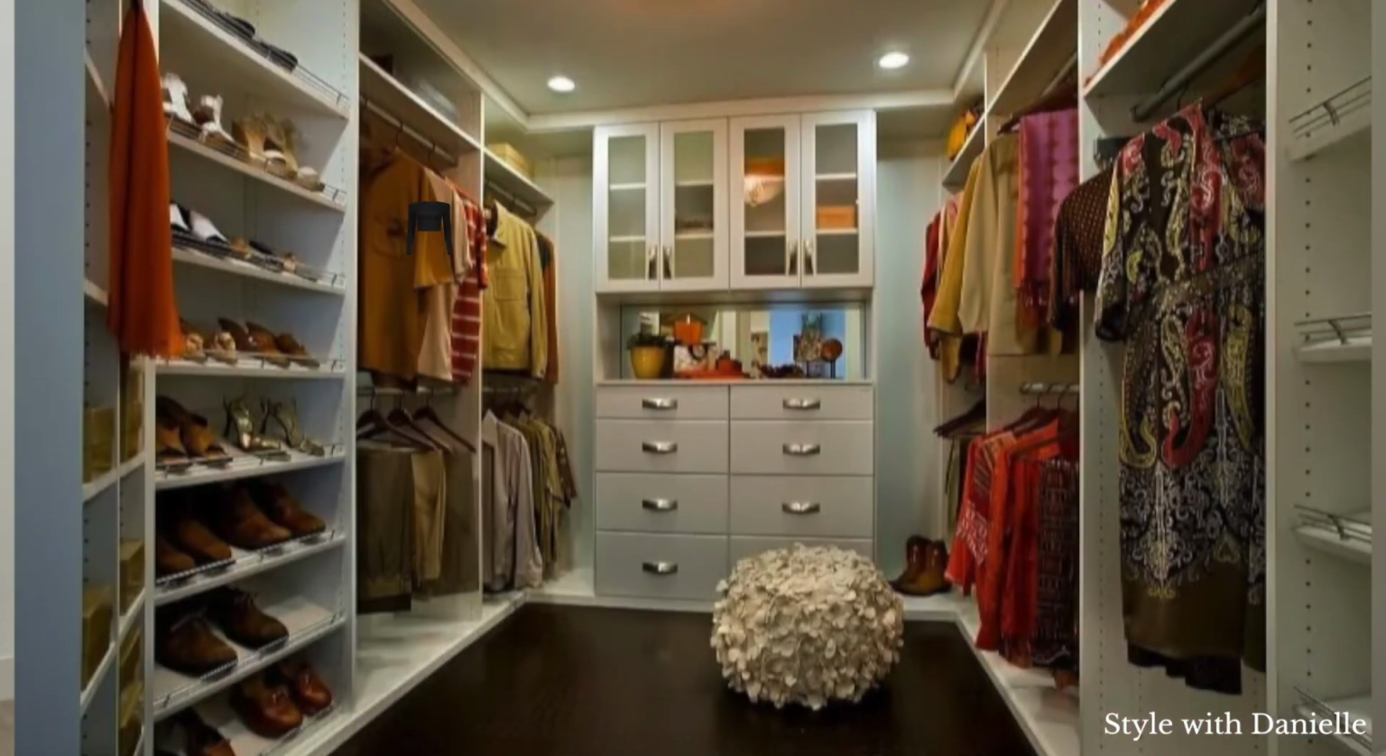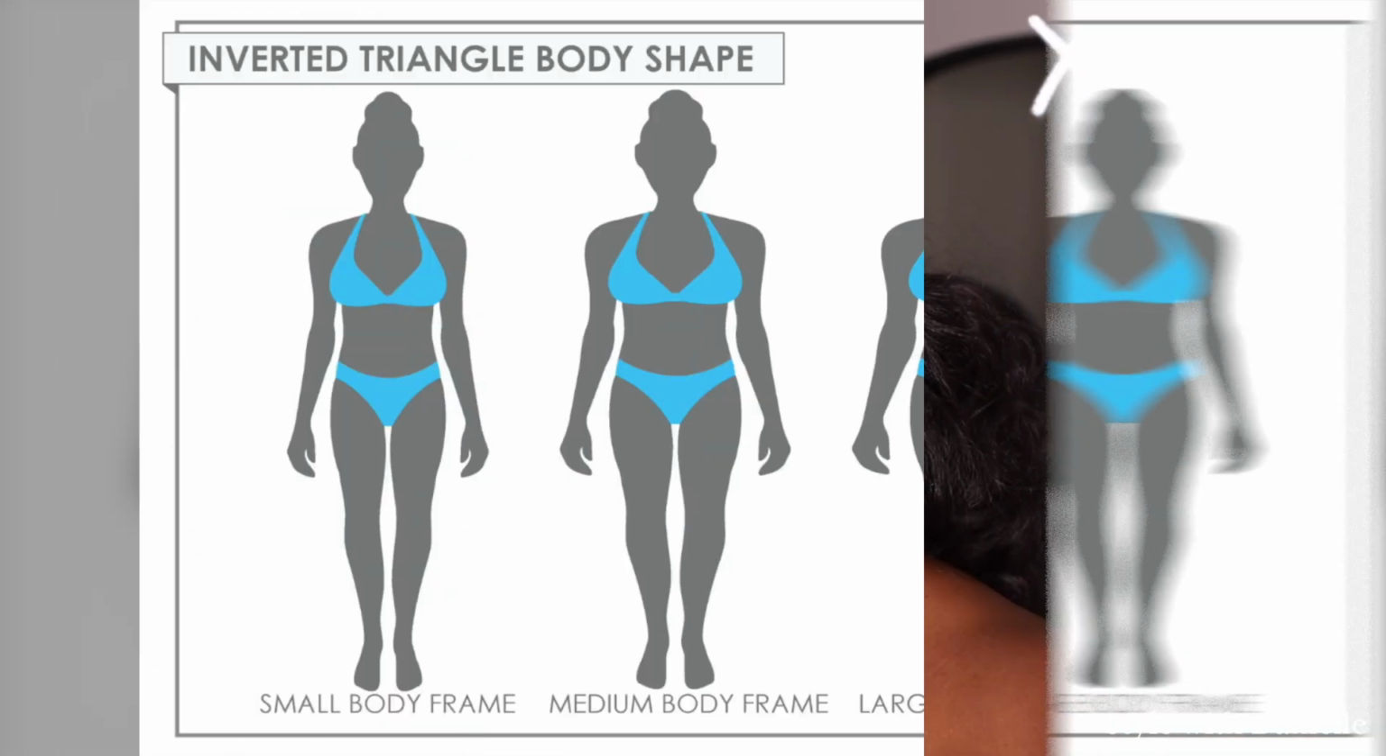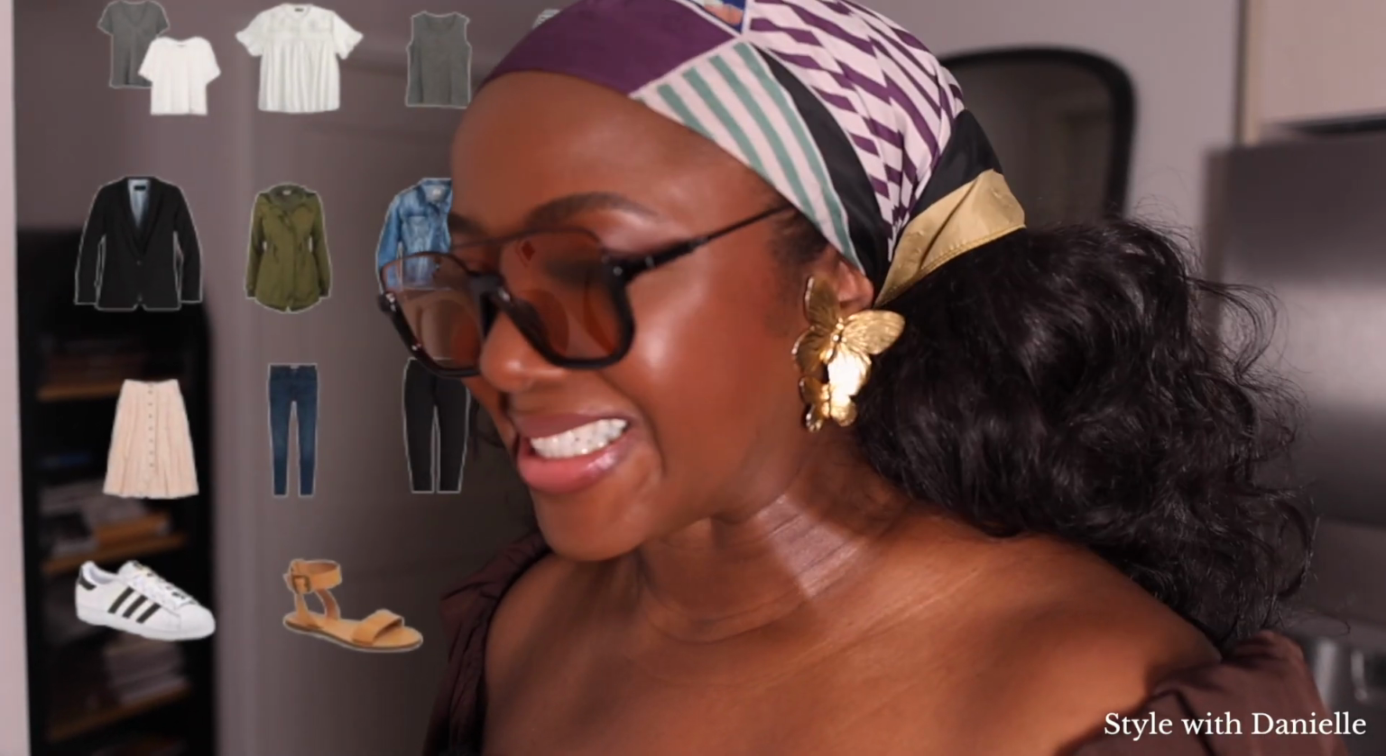Imagine pulling any random set of clothing items from your closet and they always make you look and feel good. Imagine all the time you would save getting dressed, not to mention the quick uptick in your self-esteem. So today we're gonna go over some outfit formulas for inverted triangle shapes. Not to be confused with wardrobe basics, because I can't stand wardrobe basics.